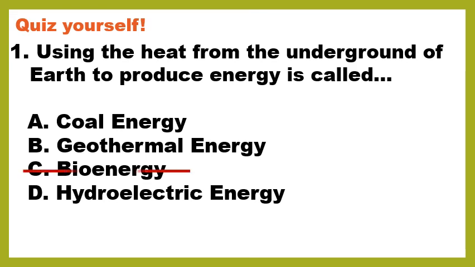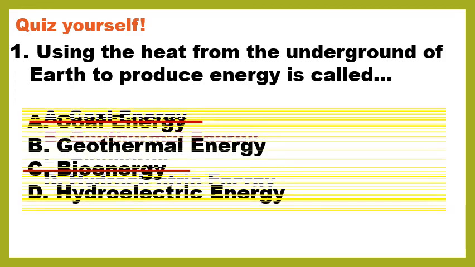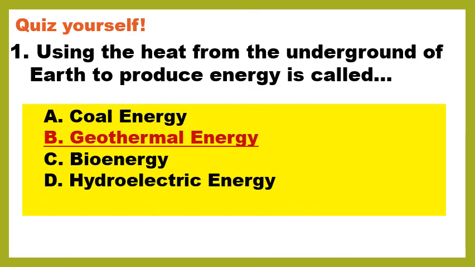Let's get rid of some answers. I'm going to get rid of bioenergy because we just learned that bioenergy is energy from living things like plant parts. I'm also going to get rid of coal energy because although coal comes from the underground, we have to take it out and burn it. We're not getting the heat from the underground. So the correct answer is geothermal energy. Remember, geo means earth. And hydroelectric energy is getting energy from water.